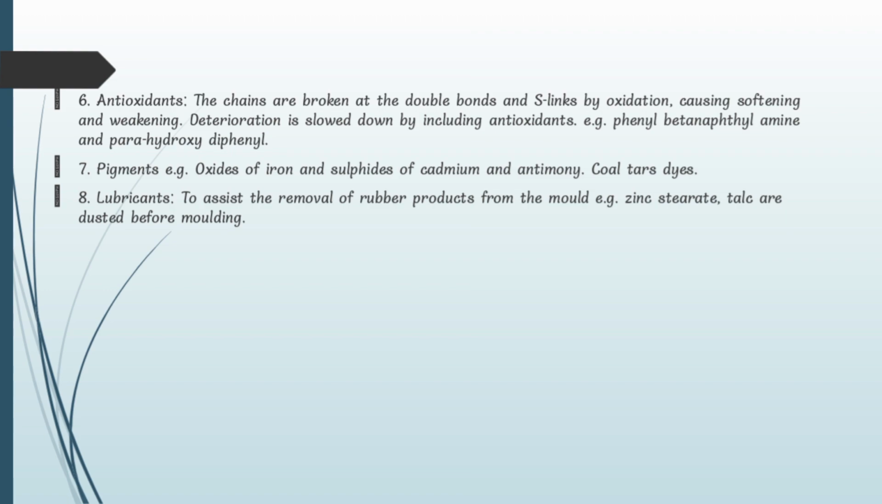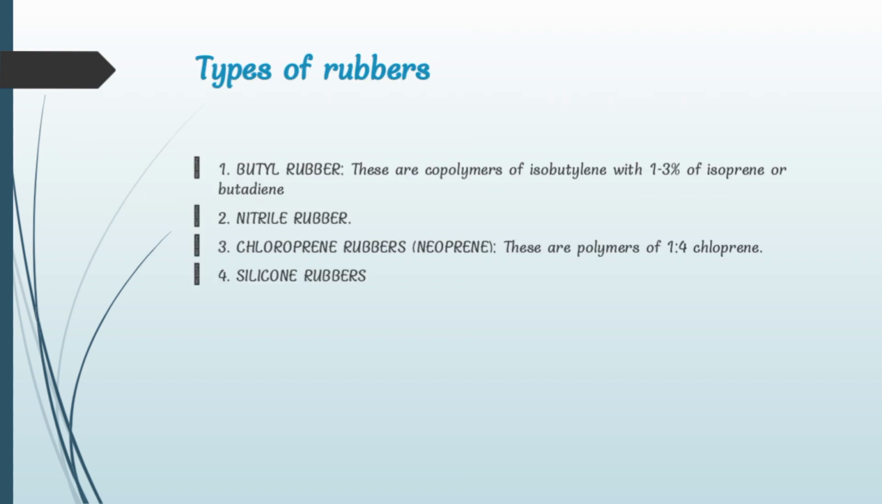Then lubricants. What are the lubricants? To assist the removal of rubber products from the mold. Example, zinc stearate, talc dusted before molding. Types of rubber. There are 4 types of rubber. Butyl rubbers. These are copolymers of isobutylene with 1 to 3% of isoprene or butadiene. Second is nitrile rubber.